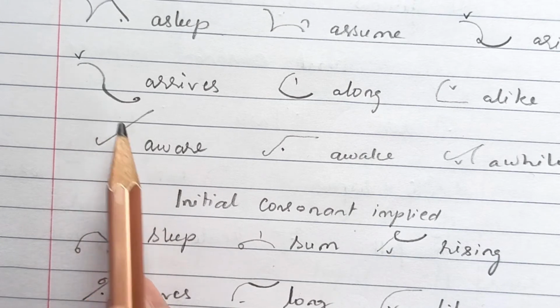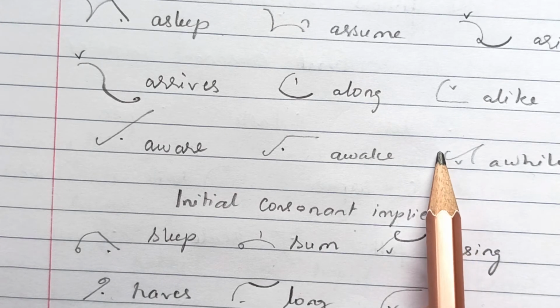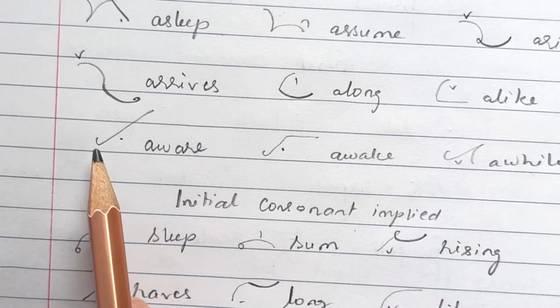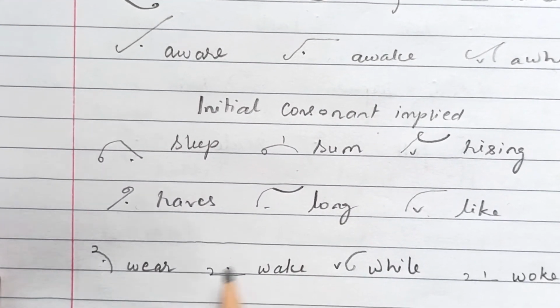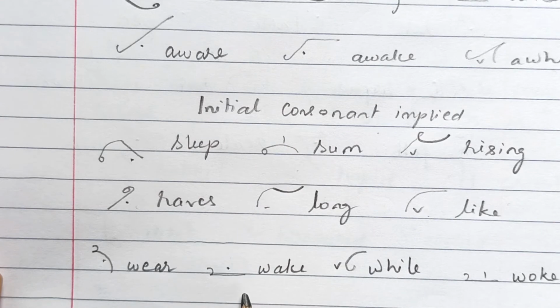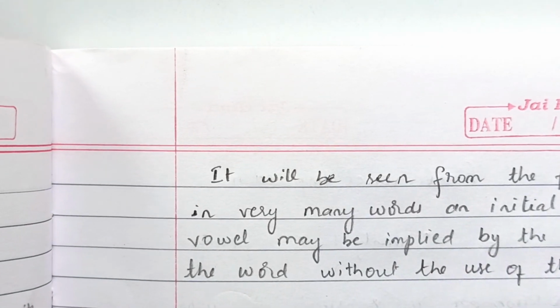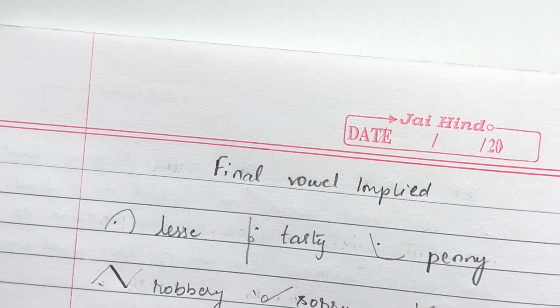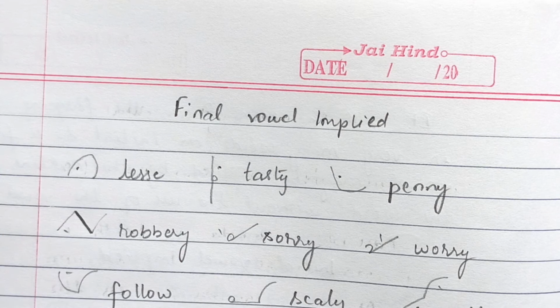Here we have arrives and raves, along, long, alike, like, aware, whereas we have your where, and awake, wake, awhile, and woke. So in this way we can understand the form of the strokes and the vowel signs. And also we can see some of the words where the final vowel is implied.